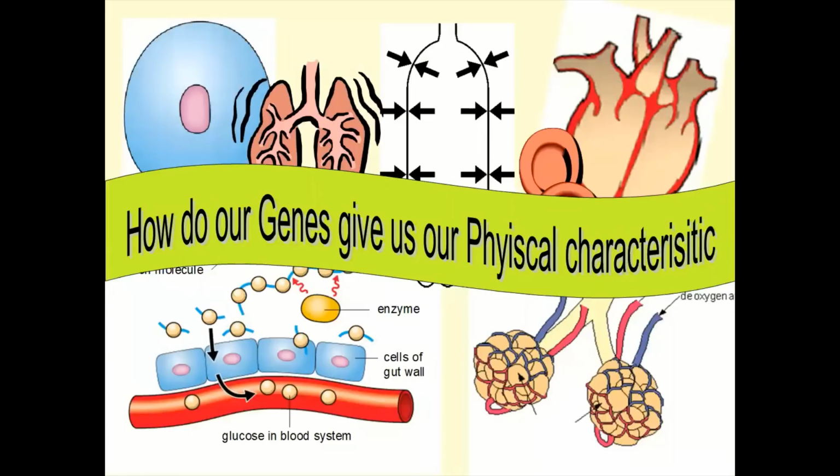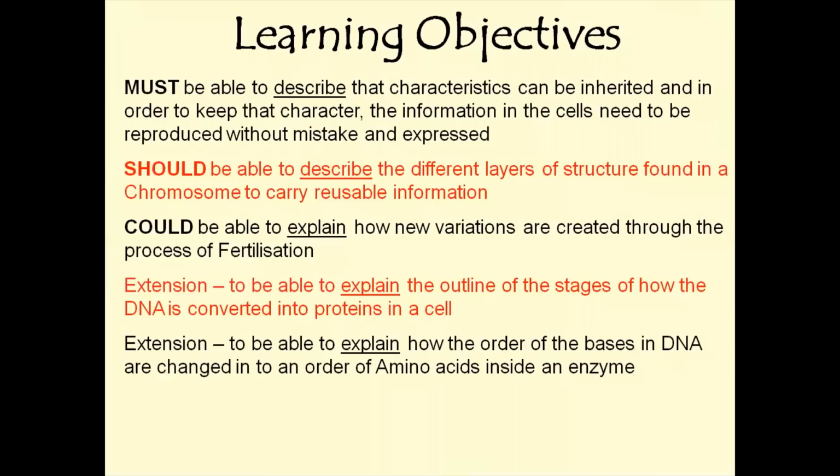How do our genes give us our physical characteristics? Well, characteristics may be coded by a single gene or may be controlled by multiple genes interacting with each other. By the end of this lesson, all students must be able to describe that characteristics can be inherited, and in order to keep that character, the information in the cells needs to be reproduced without mistake and it has to be expressed.